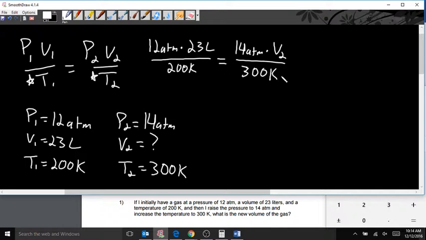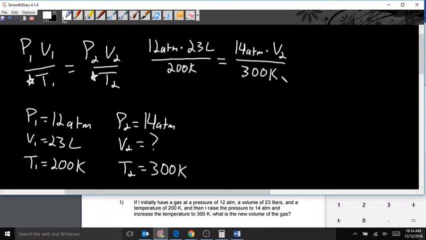All right, so now I need to get V2 by itself. There are a number of ways you can do this. Personally, I like to get all of my numbers set up first before I do any math, but you can start doing the math before you do the algebra. You could take 12 times 23 divided by 200 and set that equal to whatever 14 divided by 300 is. That's fine. Personally, I'm going to get my variable by itself, and then I'm going to do my multiplication and division.